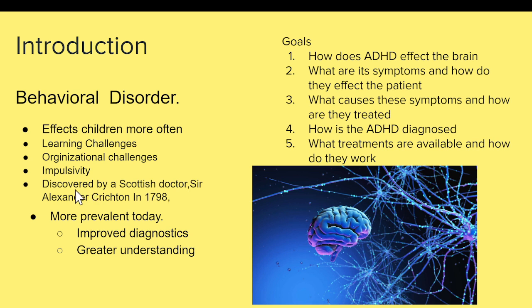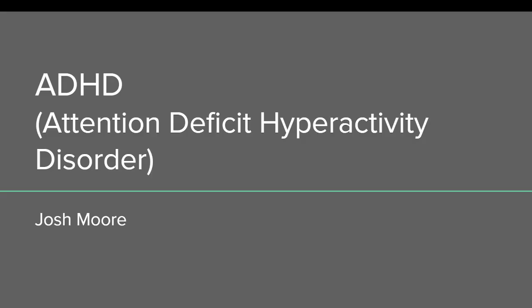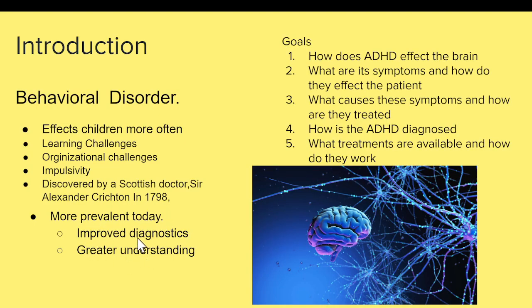It was discovered in 1798 by a Scottish doctor by the name of Sir Alexander Crichton. He noticed that some people were easily distracted and unable to focus on their activities the way that others could. He reported these symptoms began early in life, and that is consistent with how we now call attention deficit hyperactivity disorder. It is more prevalent today than it used to be in the past, but that has a lot more to do with our understanding of the disease and an increased ability to diagnose it as well.